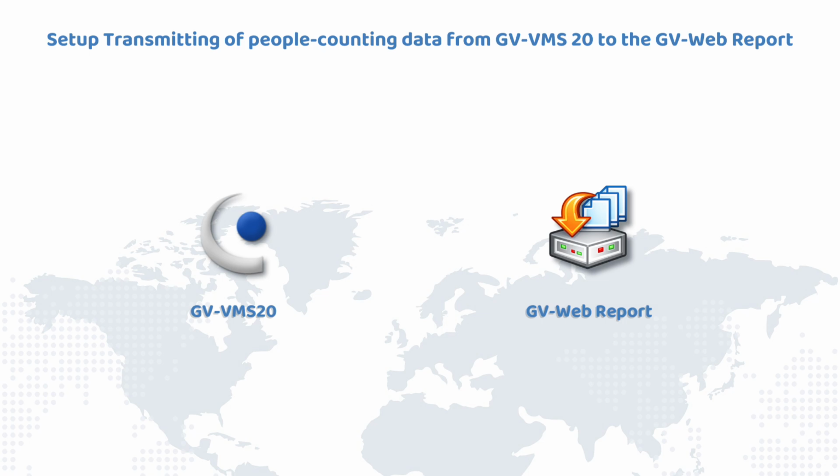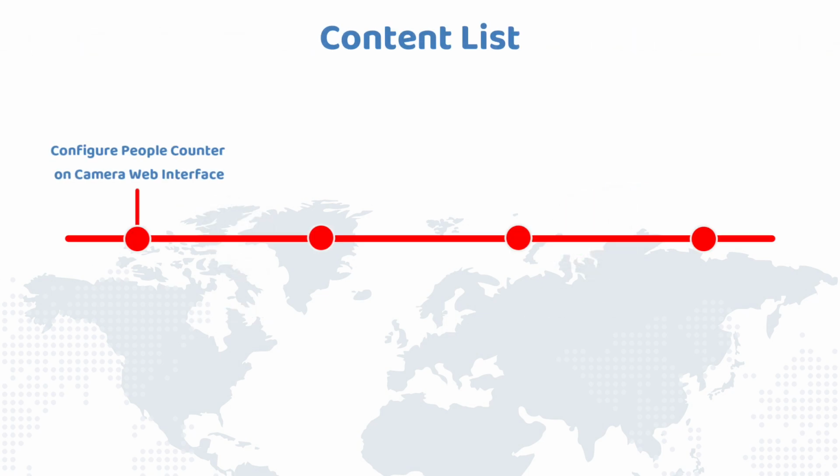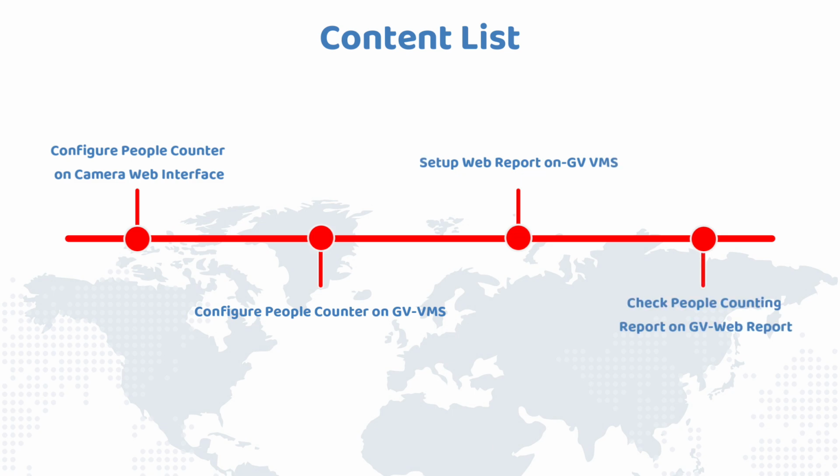Today I'll guide you through the step-by-step process for transmitting people counting data from GV-VMS 20 to the GV Web Report. Configure the people counter on the camera web interface. Configure people counter on GV-VMS. Set up web report on GV-VMS. Check people counting report on GV Web Report.